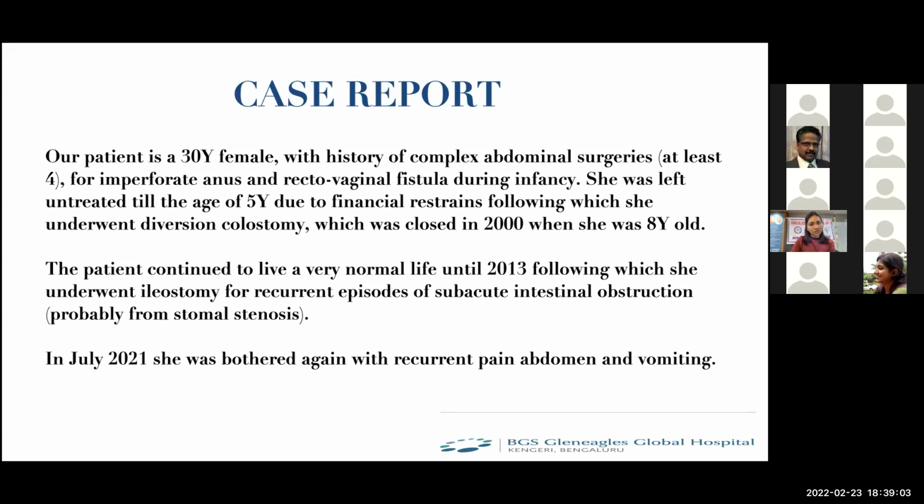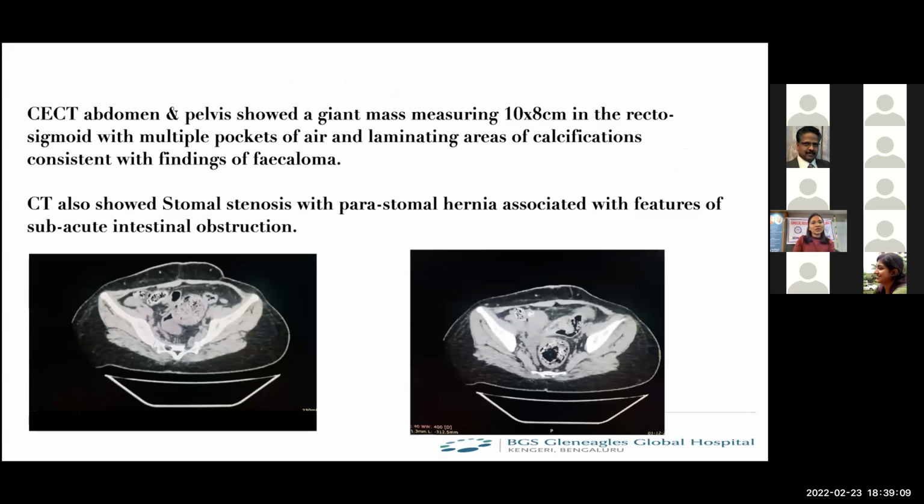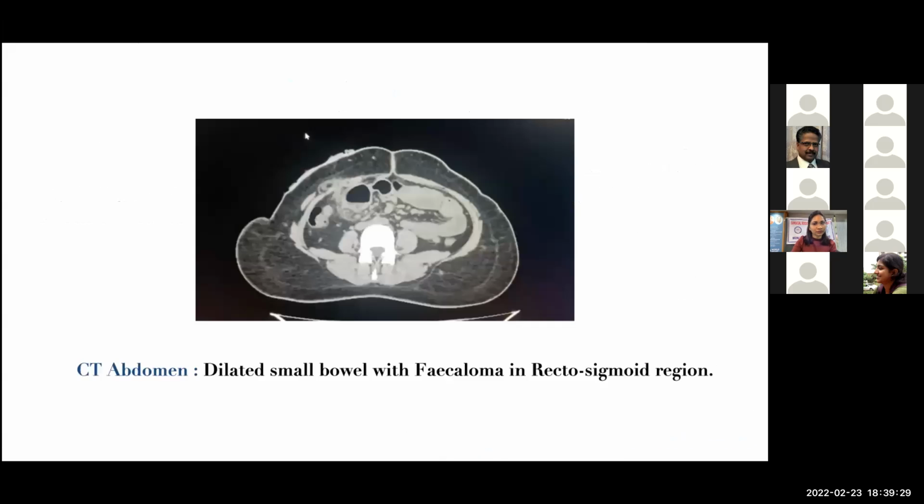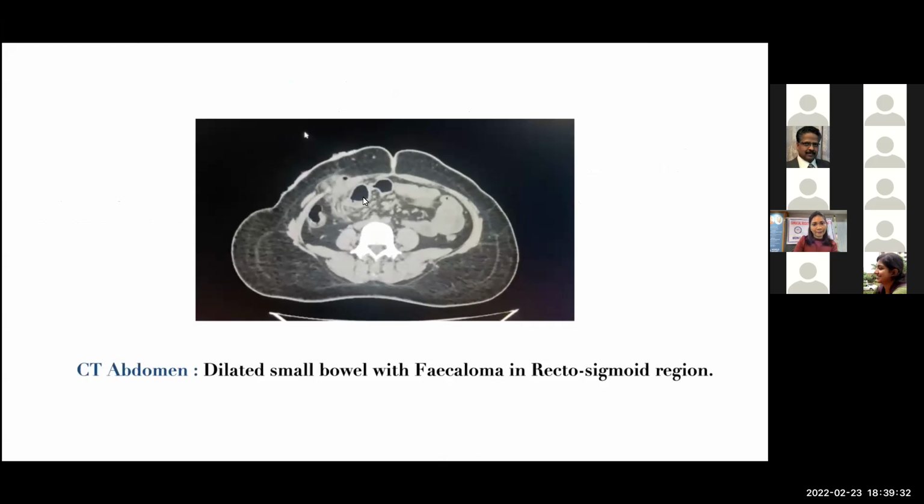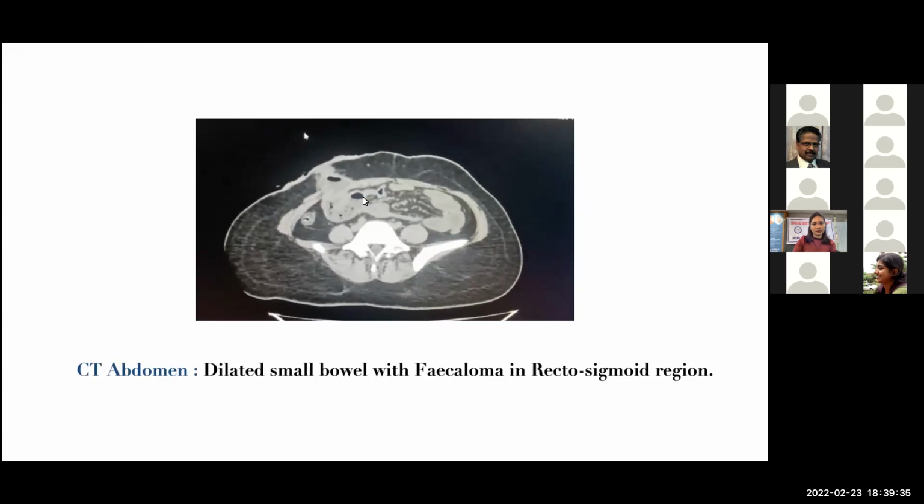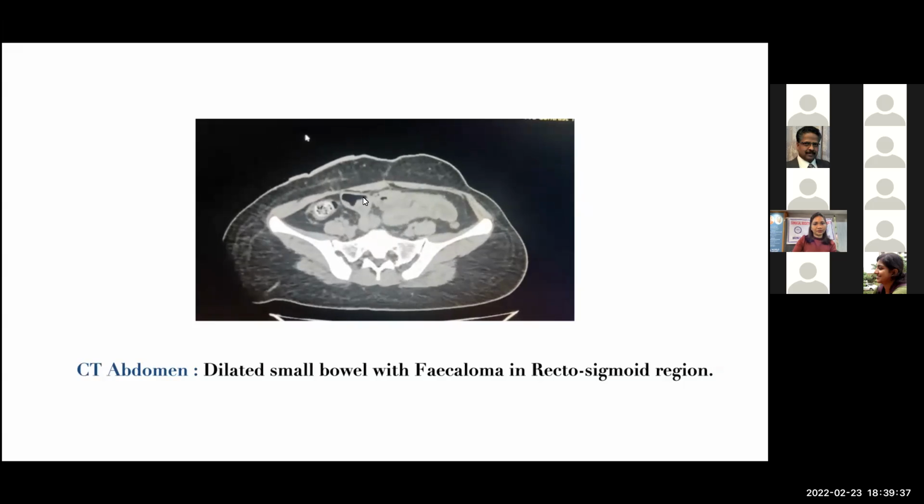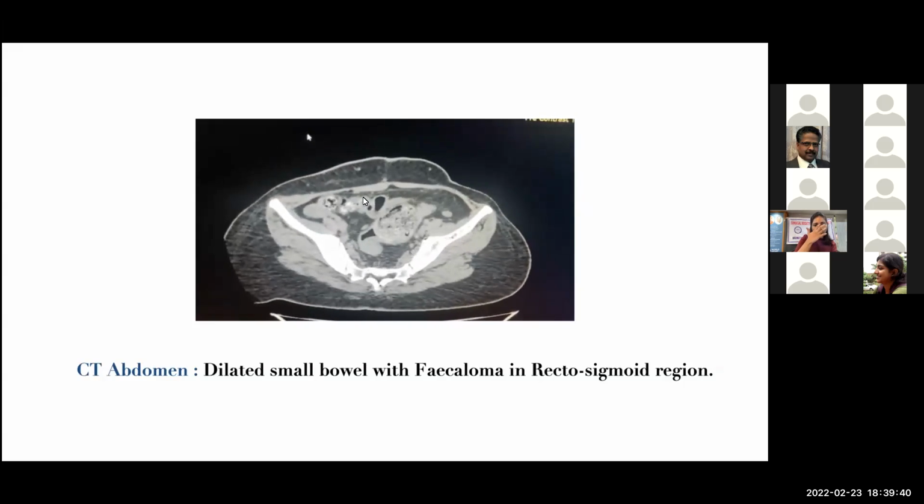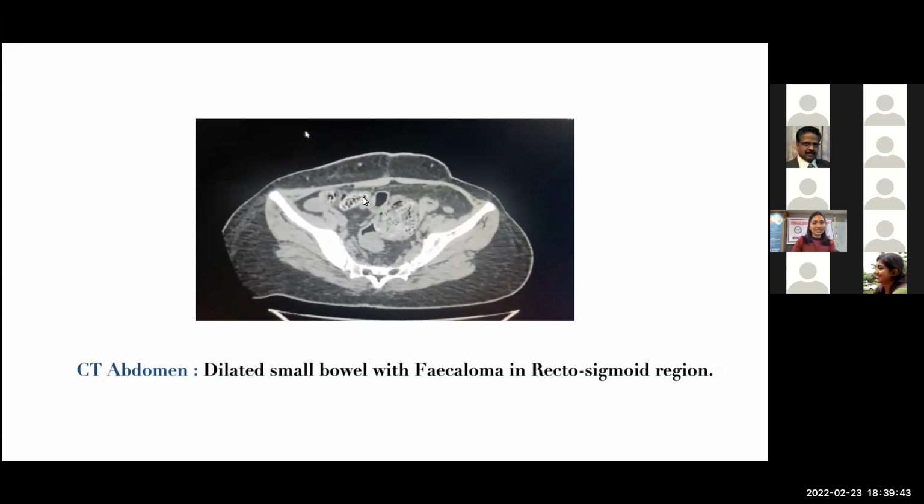In July 2021, she came to our OPD with recurrent abdominal pain and vomiting. On evaluation, CT showed a giant mass measuring around 10 by 8 centimeters in the rectosigmoid junction with multiple pockets of air and laminating areas of calcification, consistent with the findings of fecaloma. CT also showed a stomal stenosis with parastomal hernia associated with features of subacute obstruction. So we can see a large fecaloma occupying the pelvis, which was around 10 centimeters in diameter.